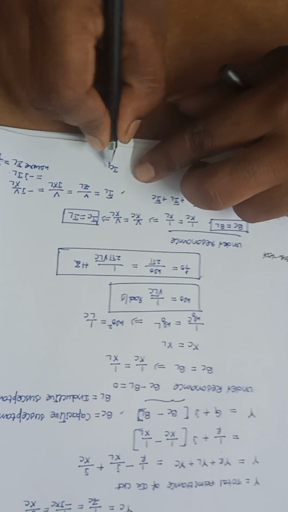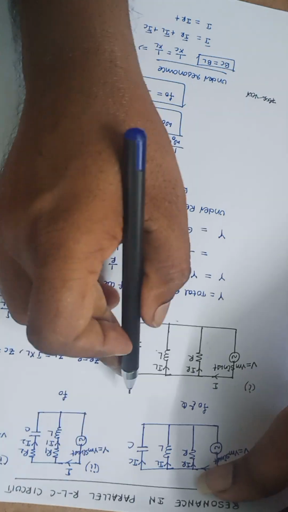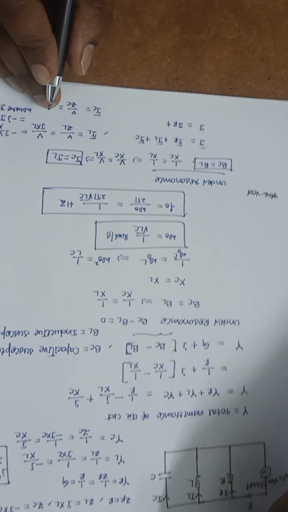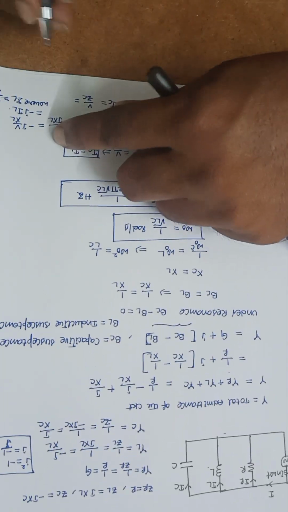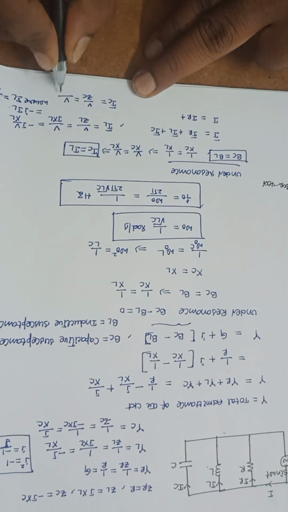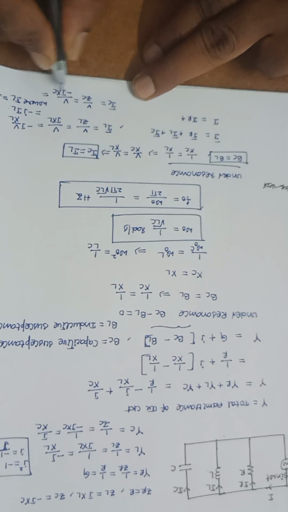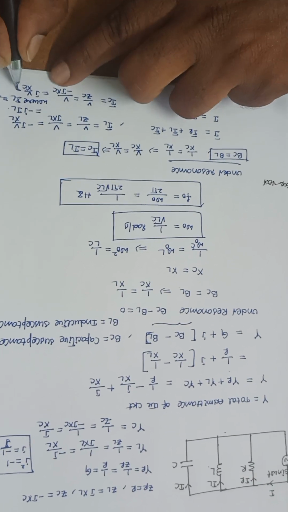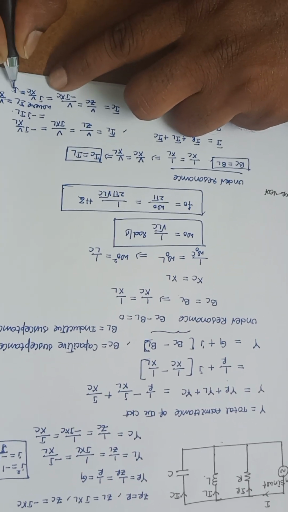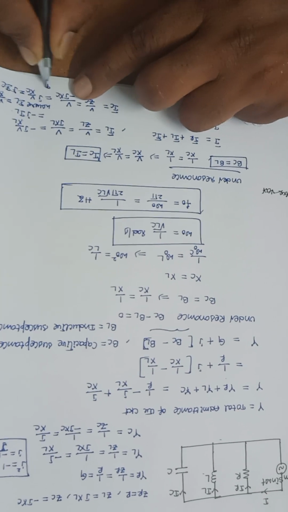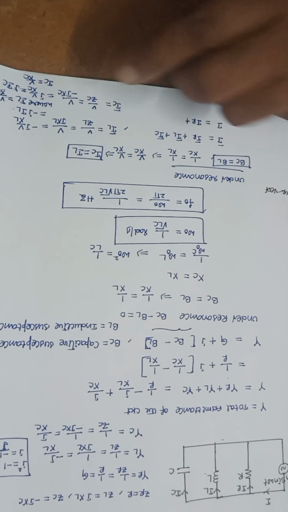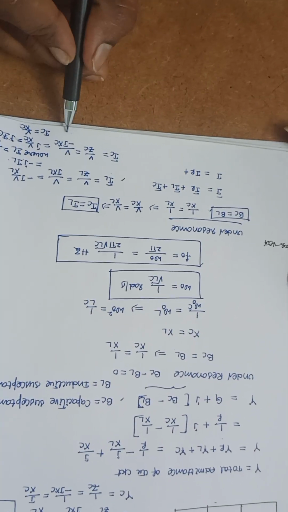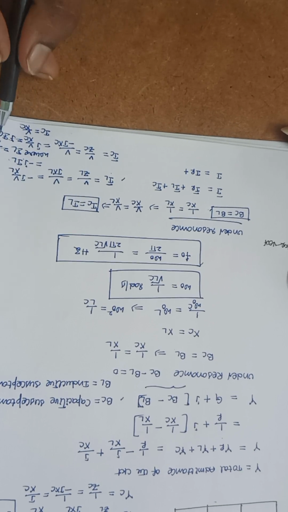Similarly, IC bar is the current flowing through the capacitor, that is V by ZC. V by ZC I can write as V divided by minus J into XC. So 1 by minus J I can write as J, so it is J into IC, where IC is the magnitude V by XC. So finally, IL bar is equal to minus J into IL, IC bar is equal to plus J into IC.